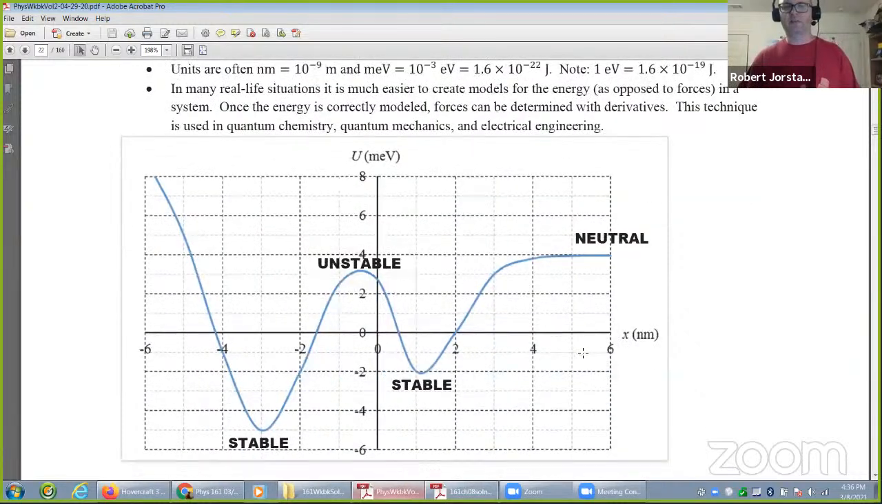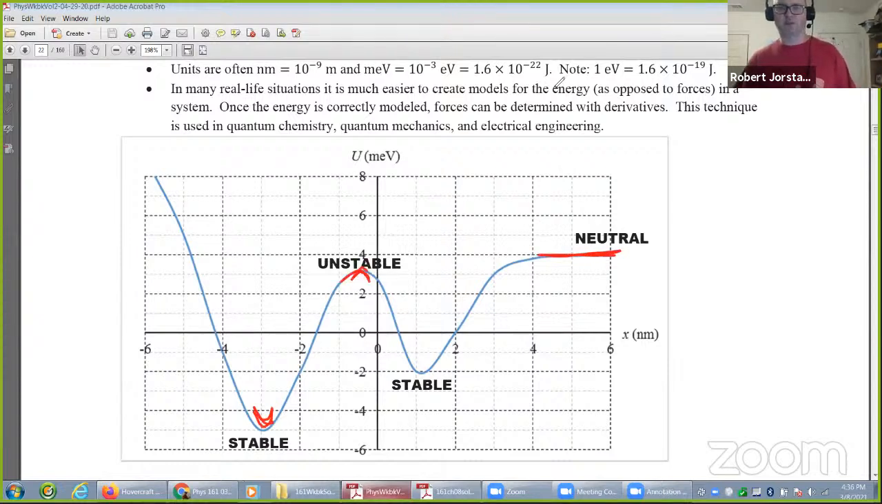So regarding the stable, unstable, remember that the stable is down here at the bottom of the well. The unstable is here at the top. Neutral is a flat region, extended flat region on a plot. Okay, that's kind of all of our basics from last time.